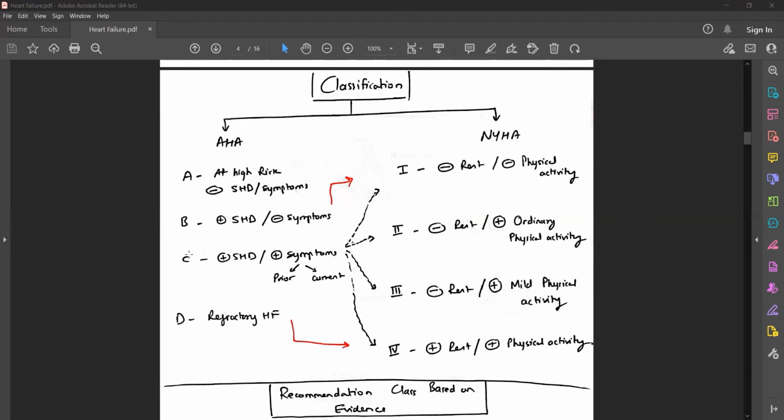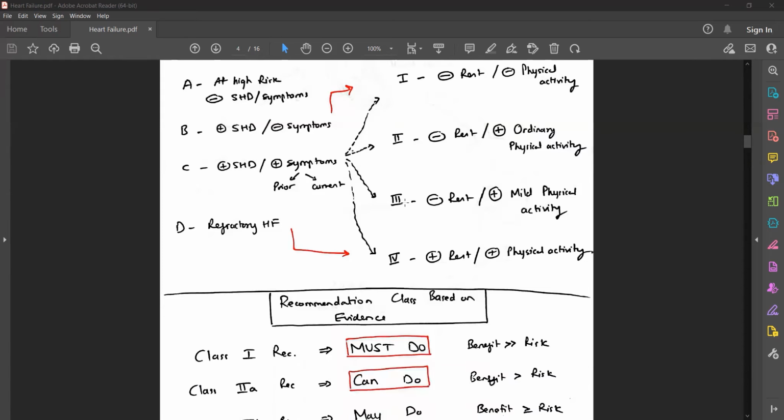The reason I'm telling you this is that, let's say when you're writing a note admitting a patient, you write the patient has stage C AHA and class 3 NYHA heart failure. So whoever is a consultant or anyone who's reading the note can easily understand where the patient stands. If it's stage C and class 2, stage C and class 3, stage D, of course, it's going to be class 4. Or stage B and class 1. So for any patient, whether you're writing the note in the clinic or in the hospital, you can write this classification and it will give a better idea of where the patient stands.